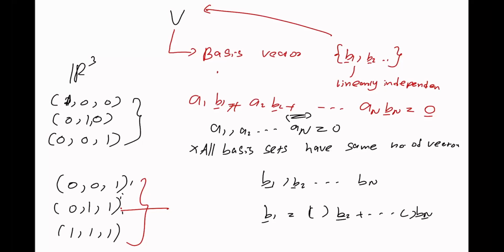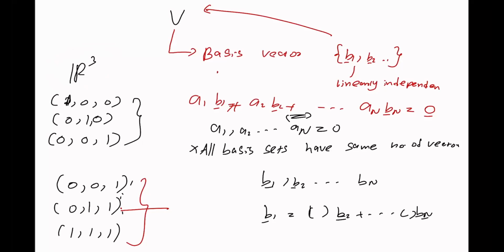So in that case, you can have an infinite number of bases for a particular vector space, but the common thing between all basis sets is that they all should contain the same number of basis vectors. Let's say if you take R3, all sets of basis vectors should contain 3 vectors, nothing more than that.